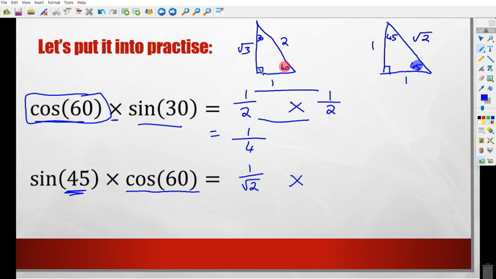Multiplied by, now I'm going to use this triangle that I drew before. Cos of 60, looking at the 60. Cos is adjacent over hypotenuse, so it's 1 over 2.